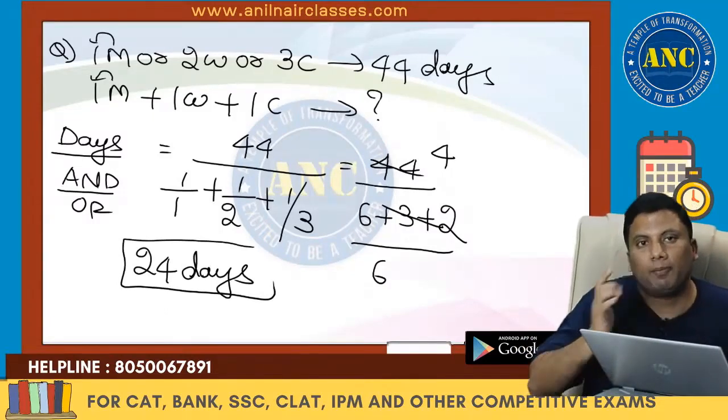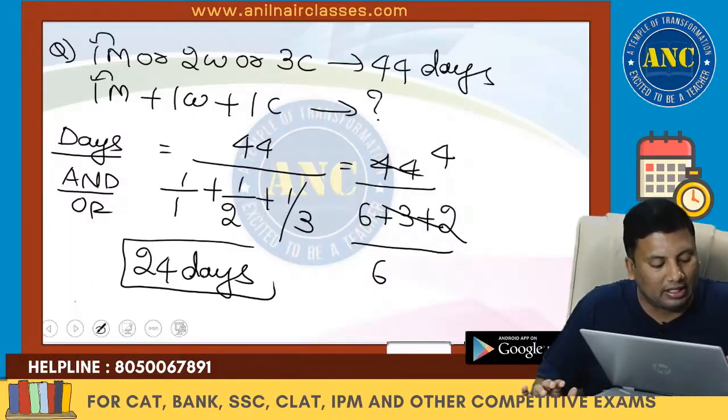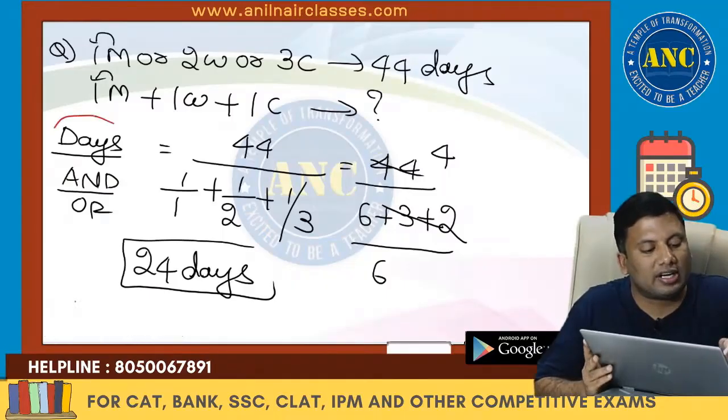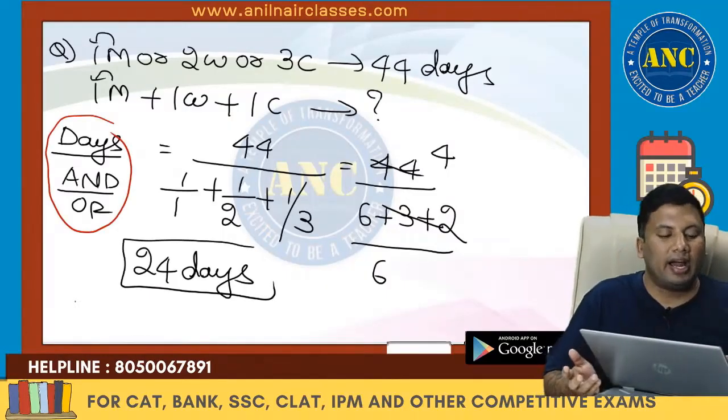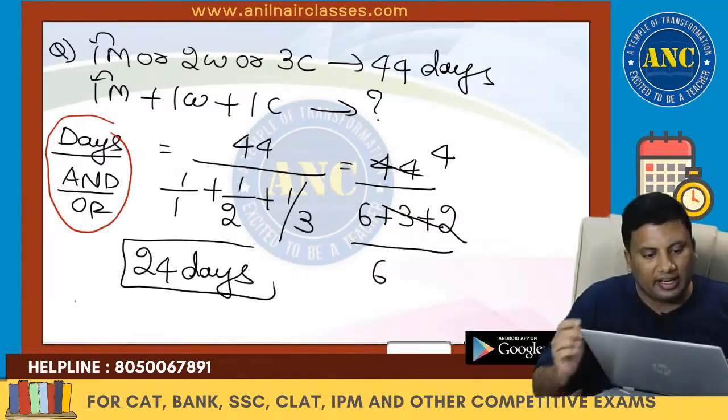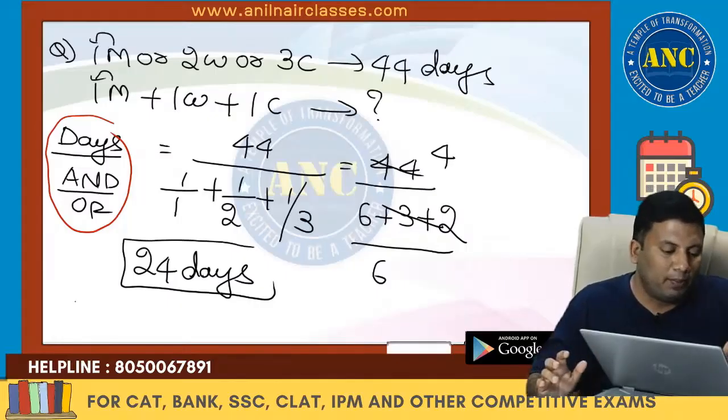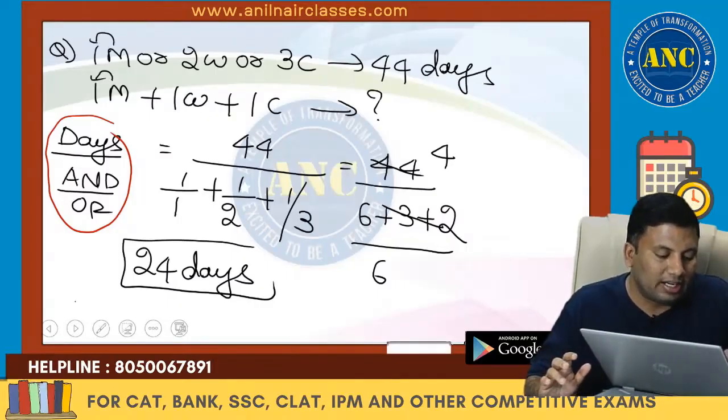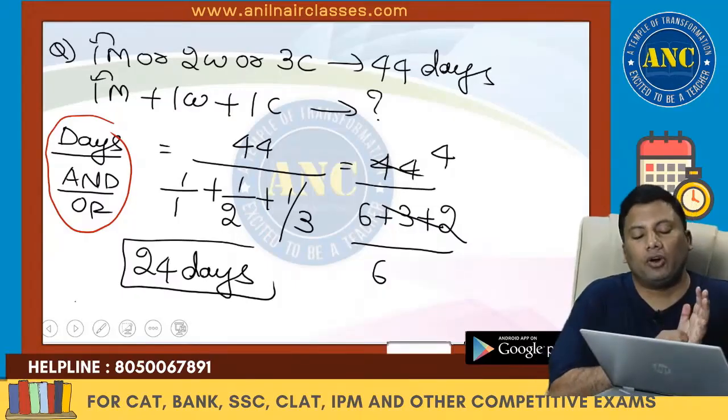These kinds of problems are extremely important in your examination. What is the shortcut? Days divided by the sum of n by r. 3 people we did it. Now let us do it for 4 people.